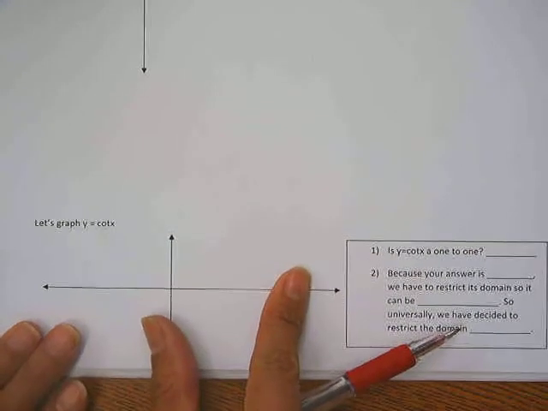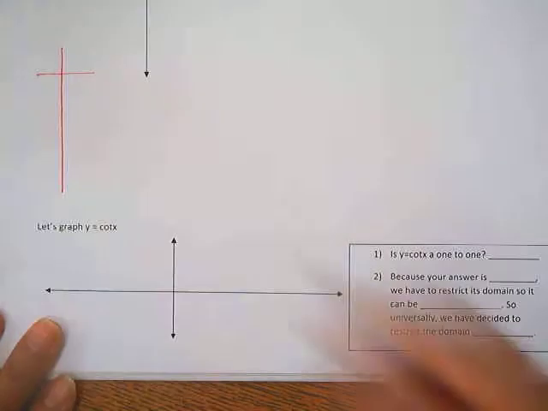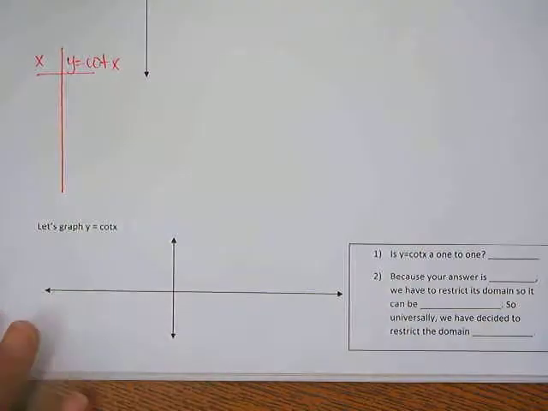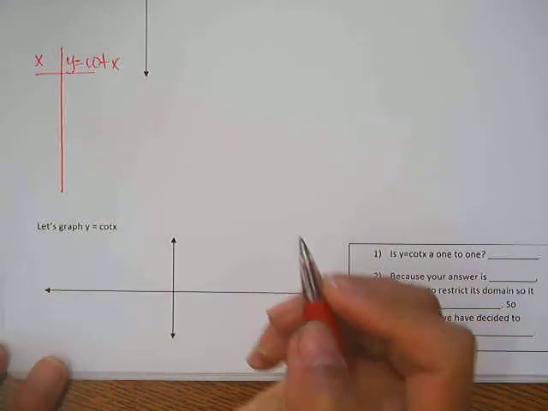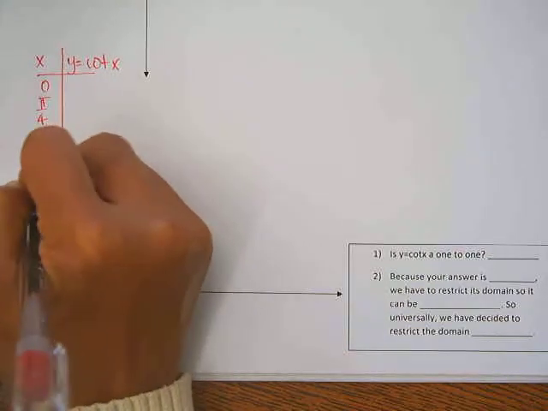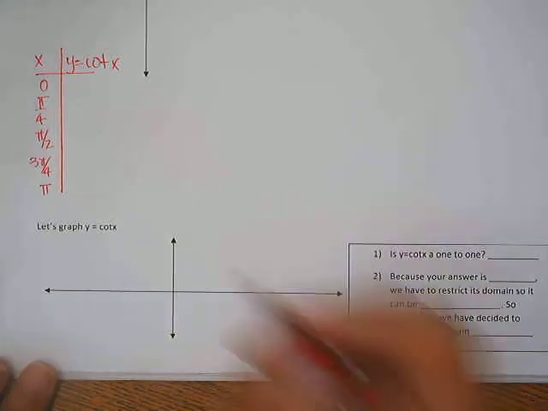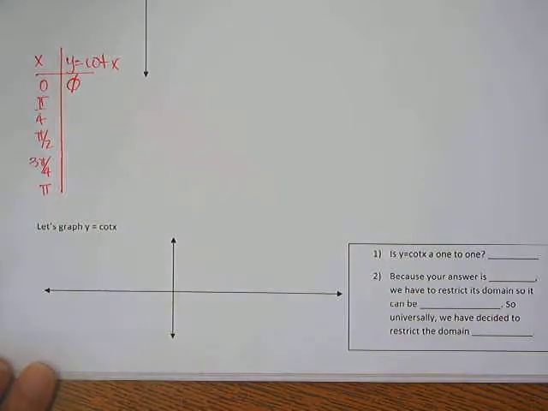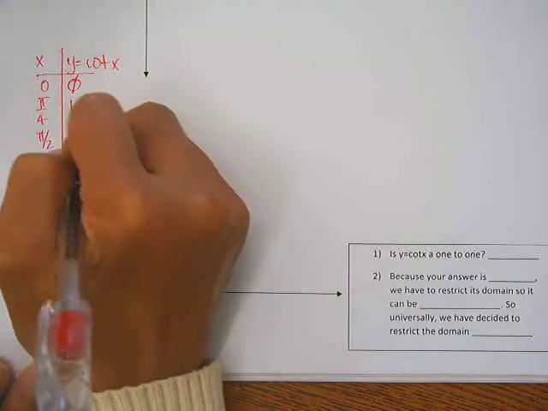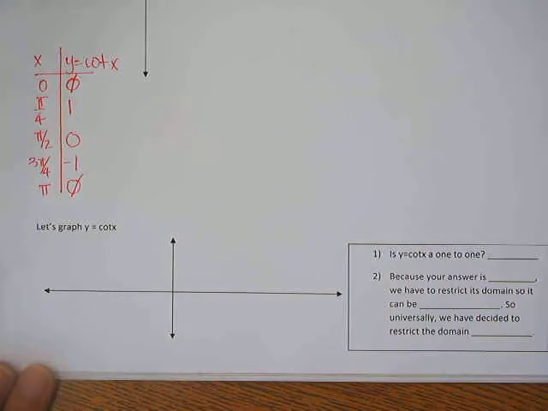Looks like I kind of formatted this strangely. So what I'm going to do is make a table up here for input y equals cotangent of x. Okay. So the 5 inputs are 0, pi over 4, pi over 2, 3 pi over 4, all the way to pi. The outputs for cotangent are undefined at 0, 1, 0, -1, and undefined again at pi.